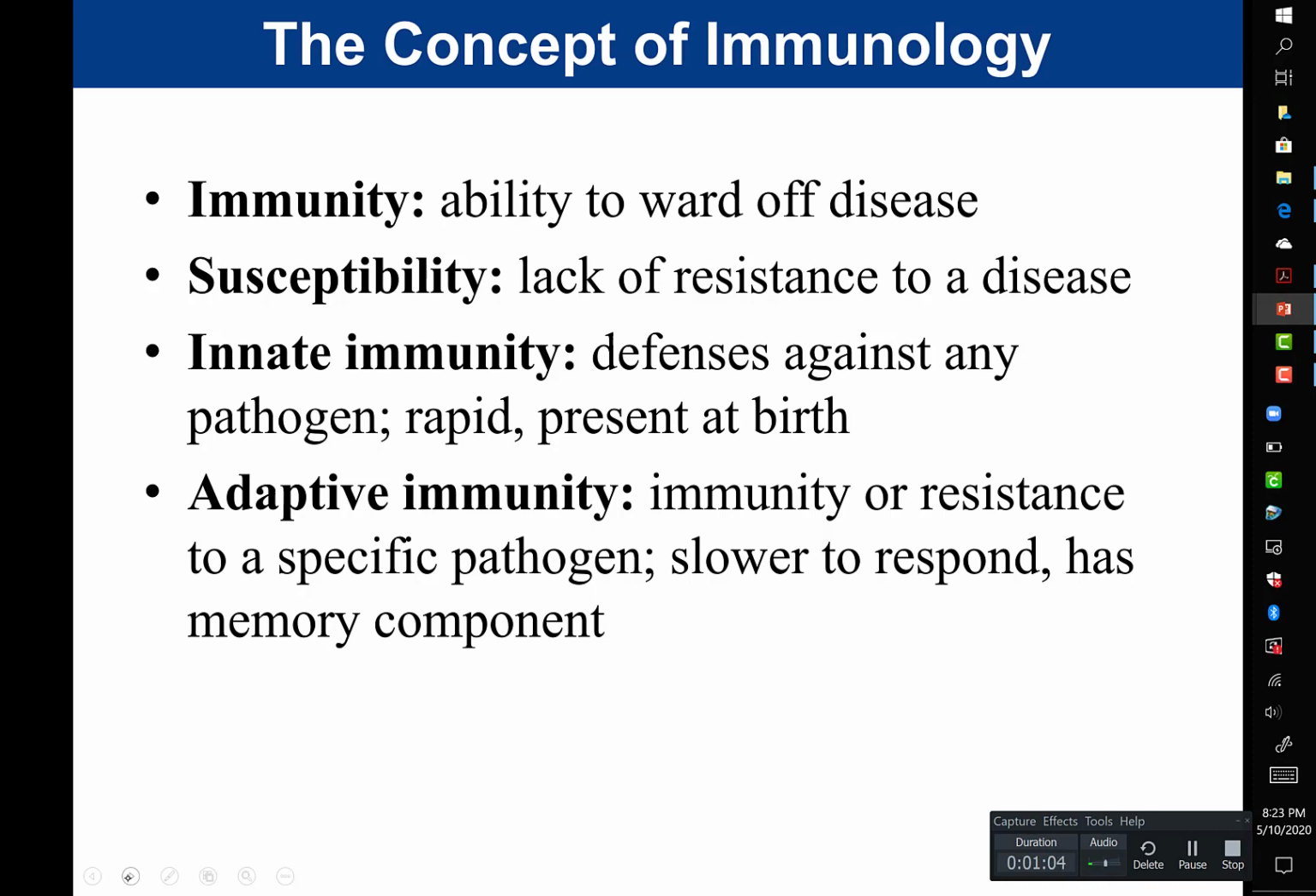That's in contrast to what we call adaptive immunity. And adaptive immunity is immunity or resistance to a specific pathogen. So now this is the part of your immune system that is responding to a specific pathogen. This is slower to respond and it has a memory component. And if you generate that memory, that is going to protect you against future infections by that same pathogen.